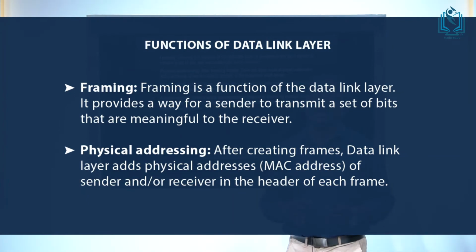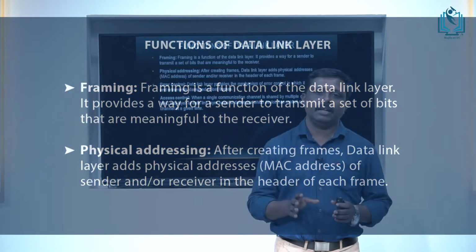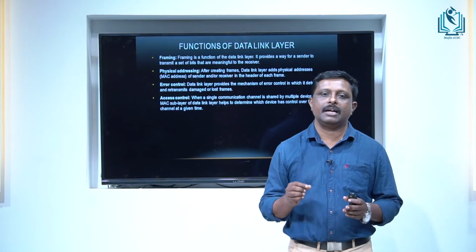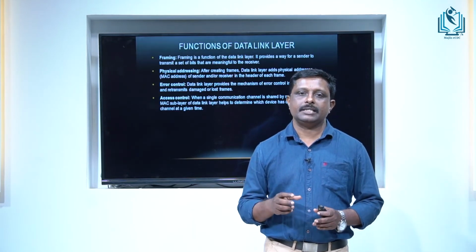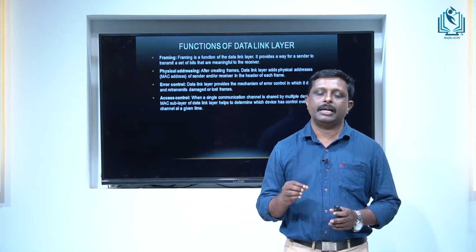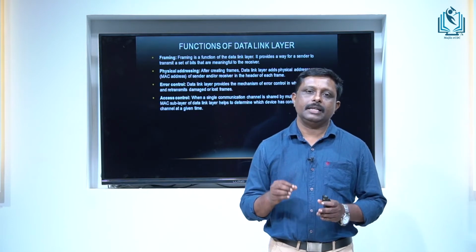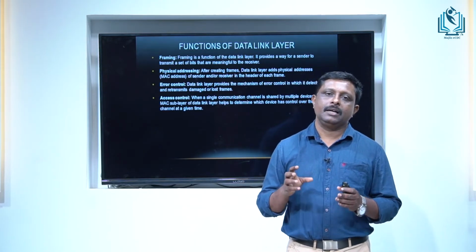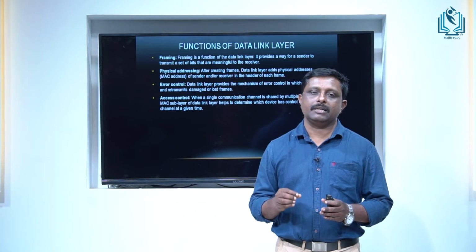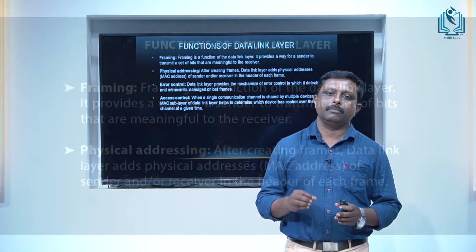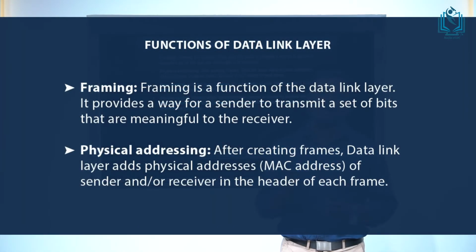Physical address or MAC address. Every network device has a physical address which is given at the time of manufacturing of that device. It is called a physical address. The data link layer adds this physical address to this frame. Two types of addresses are added to the frame as a header: one is the source device's physical address and the other is the destination device's physical address. It is called physical addressing.